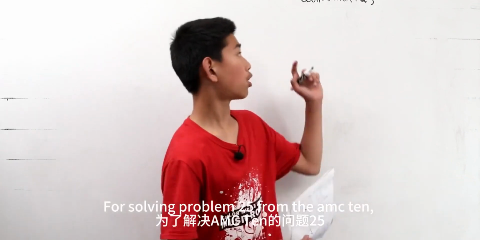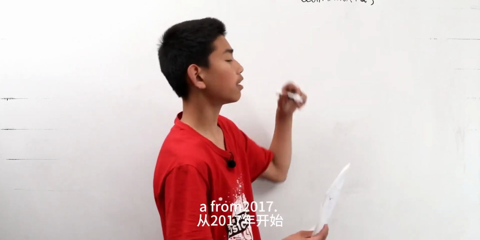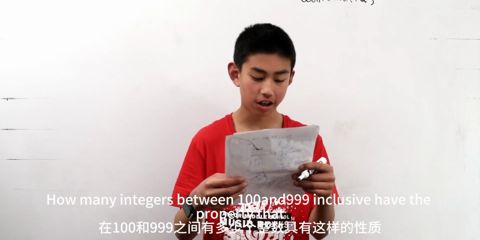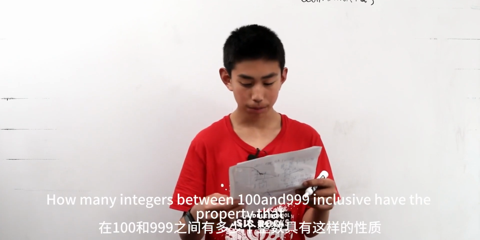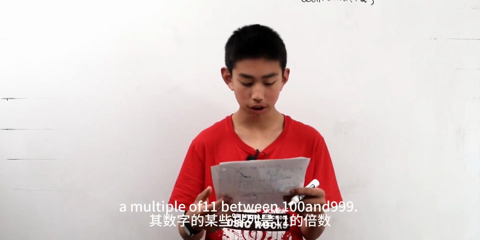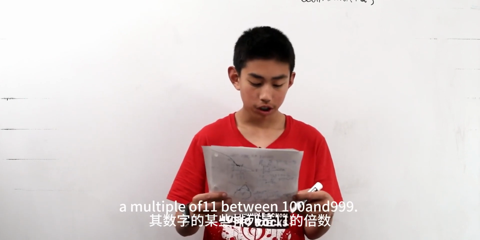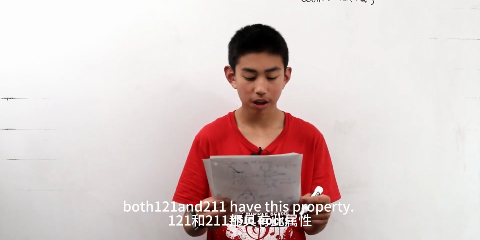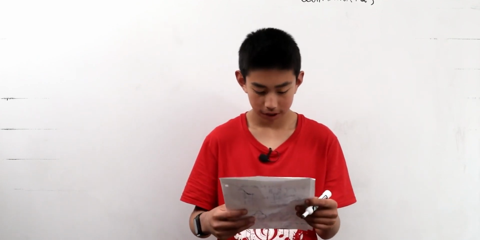We're solving problem 25 from the AMC 10A from 2017. How many integers between 100 and 999 inclusive have the property that some permutation of its digits is a multiple of 11 between 100 and 999? For example, both 121 and 211 have this property.